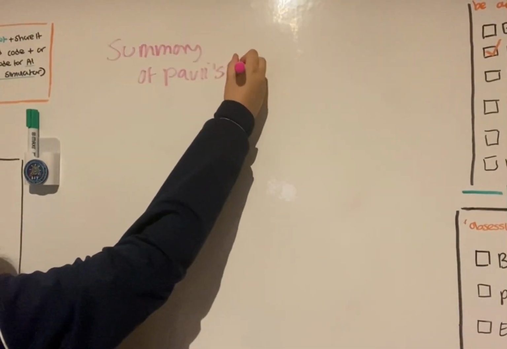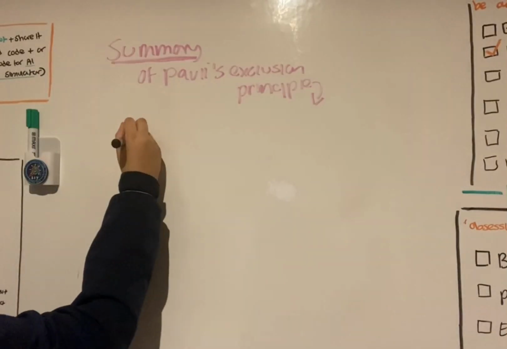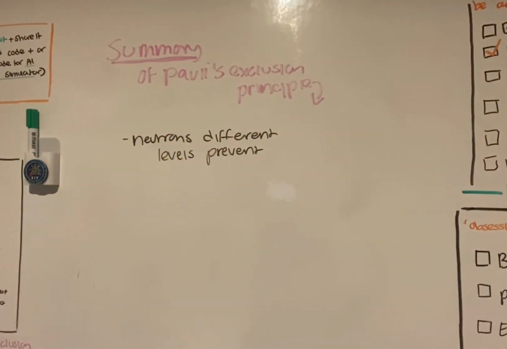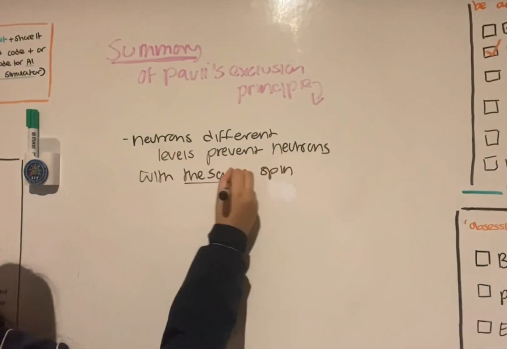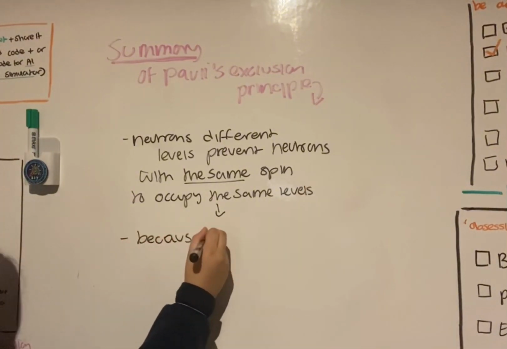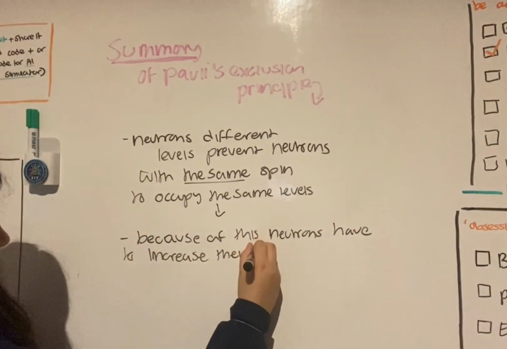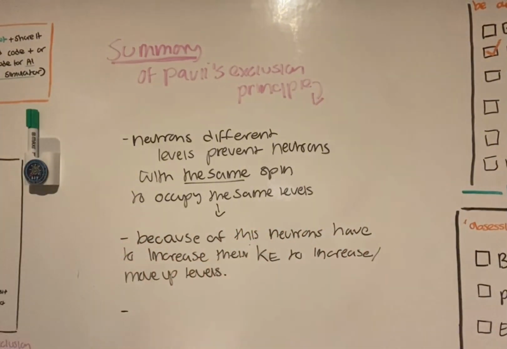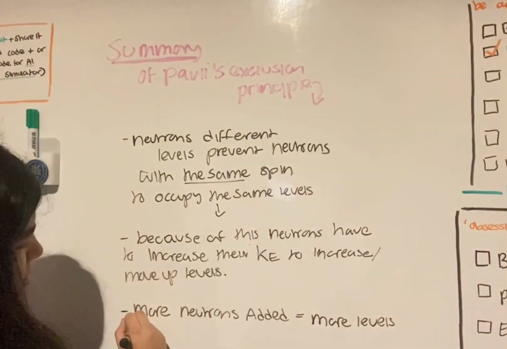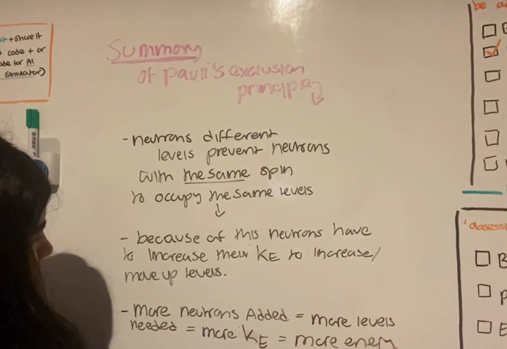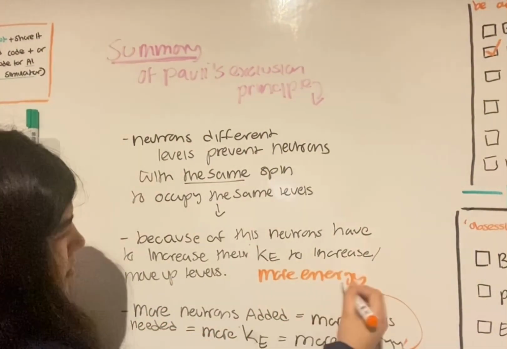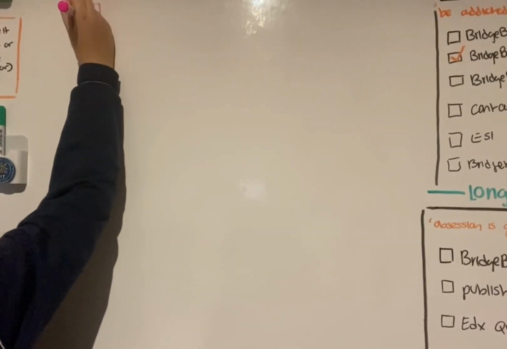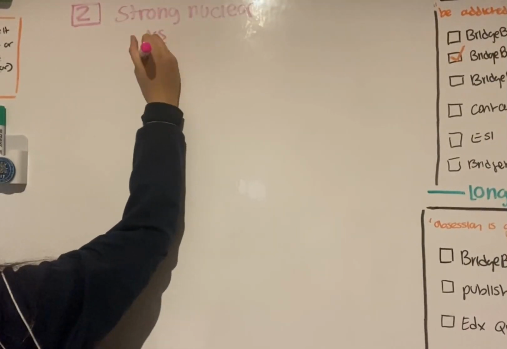So now finally to recap, neutrons in different levels prevent neutrons with the same spin from occupying the same energy levels. Because of this, neutrons have to increase their kinetic energy to move up levels. More neutrons added leads to more levels needed, leads to more kinetic energy, which leads to more energy, and more energy leads to instability.